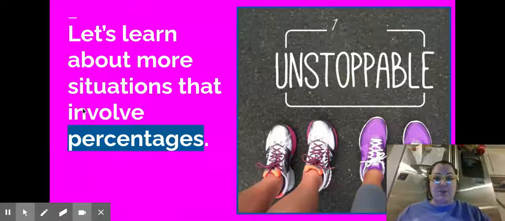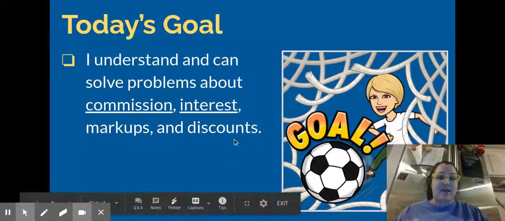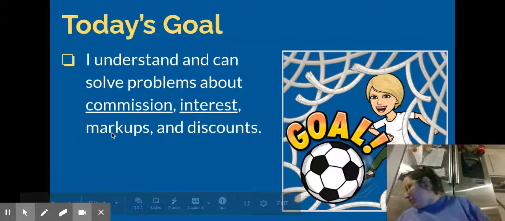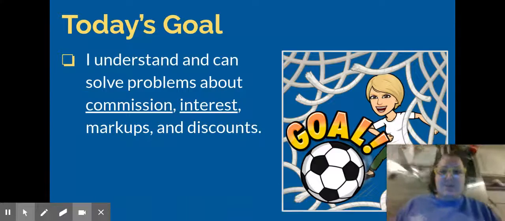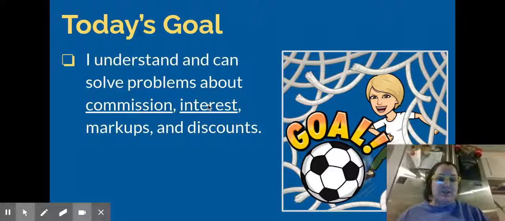Okay, so we're going to learn, like I said, more situations that involve percentages. Some of the big ones we're going to talk about: commission, interest. Interest we've actually already talked about. We're going to focus on it some more as well. Markups and discounts. Really, with today, we're really only going to focus on markups and discounts. And then on Monday, we're going to be focusing on commission and interest.